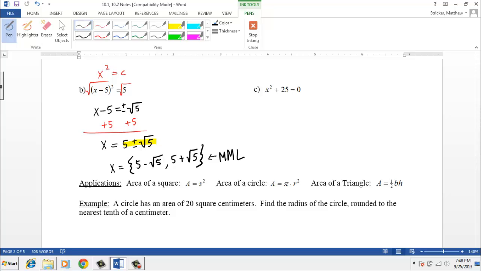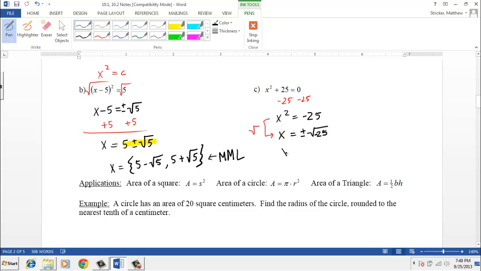And hopefully you're saying that, well, we need to isolate the x squared, so let's go ahead and subtract 25 from both sides. And something interesting is going to happen in this problem, because when I apply the square root property, when I take the square root, the left hand side of course becomes x, but the right hand side becomes plus or minus the square root of negative 25.